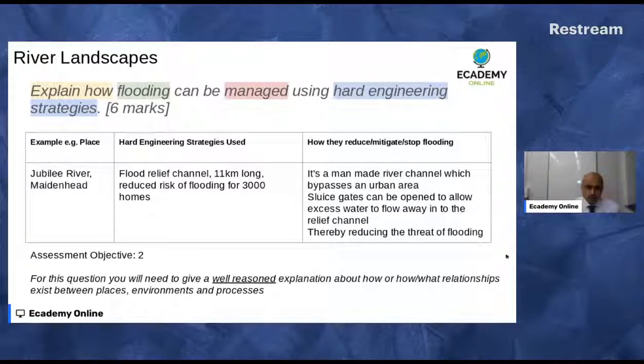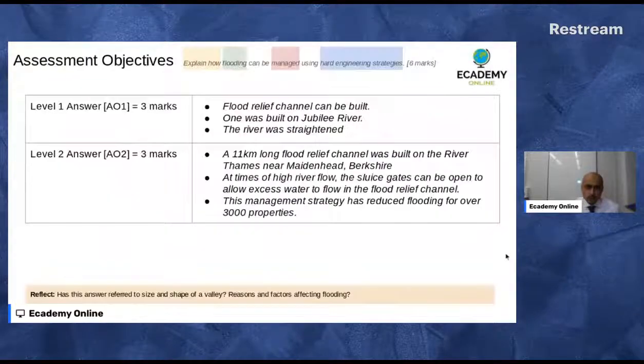So let's move on. For a level 1 answer, if I just wrote down the flood relief channel can be built, and one was built on the Jubilee River and the river is straightened, I'd probably only get level 1 for that, maybe a maximum of 3 marks if I wrote that in the exam, or words to that effect. A level 2, however, would be written in a bit more detail.